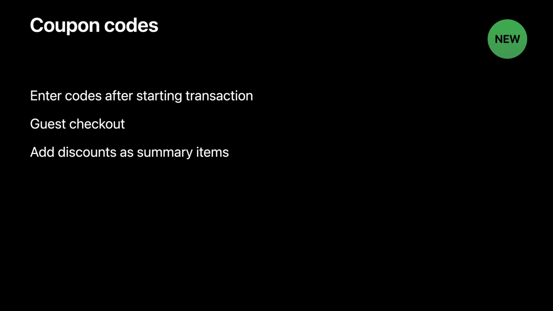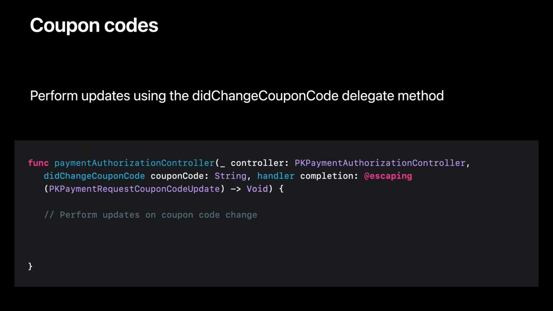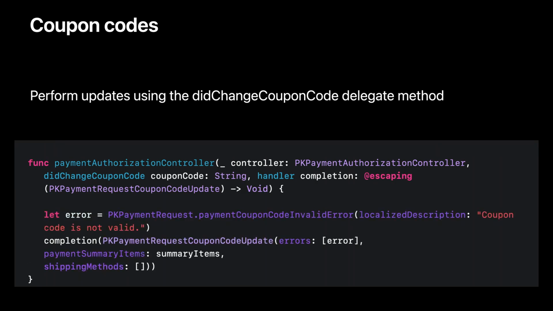We provided methods to update the payment request so you can validate the discount codes or return error messages when required. Let's dive in and take a look at the code. You can make changes using the delegate method, which performs updates whenever the coupon code is changed by the user. For example, you could use this to validate a code and then update any payment totals. You can also use the method to return customized errors or update the payment summary items in shipping methods. Russ will show you an example of this in more detail shortly.